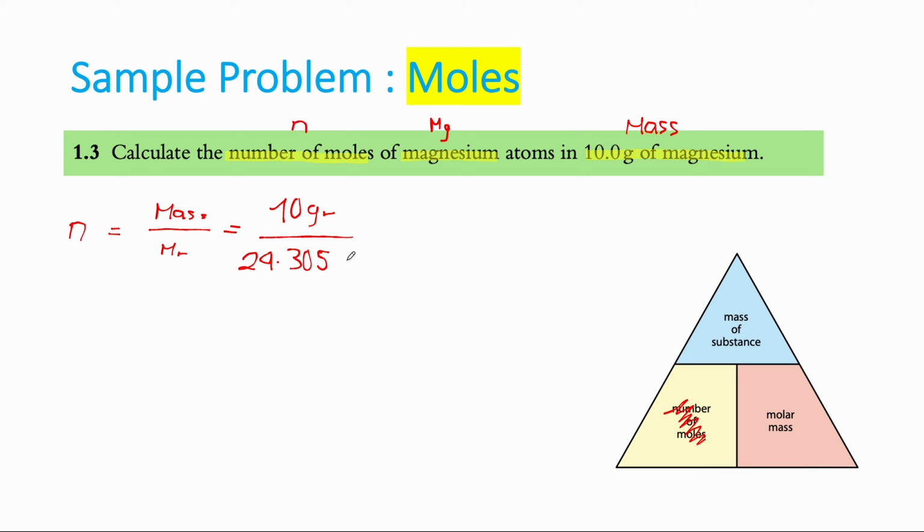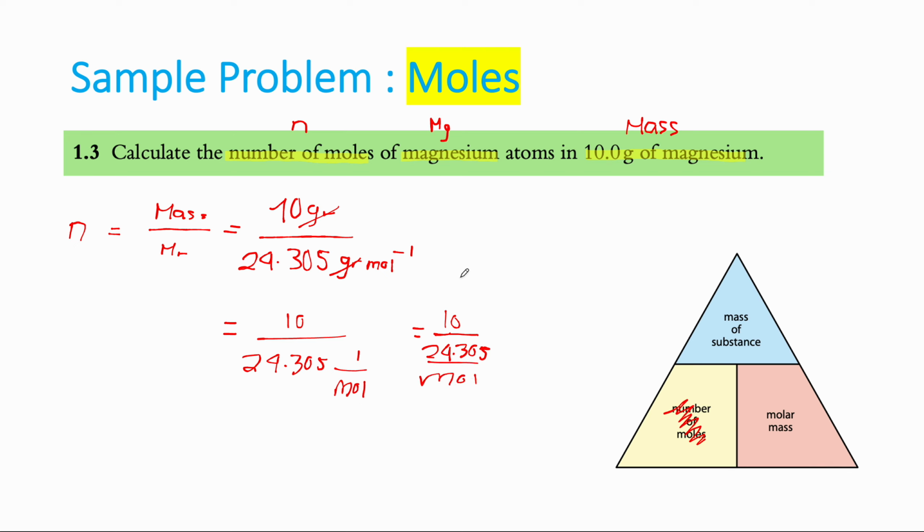24.305. And what's the unit for molar mass? It's grams per mole. Per mole, right? Divided by mole, so mole to the power of -1. And you cancel out grams. You're left with, well, it's just to visualize it, you're left with 10 divided by 24.305, 1 over mole, right? And 1 over mole, this is the same thing as 10 divided by 24.305 divided by mole, right?